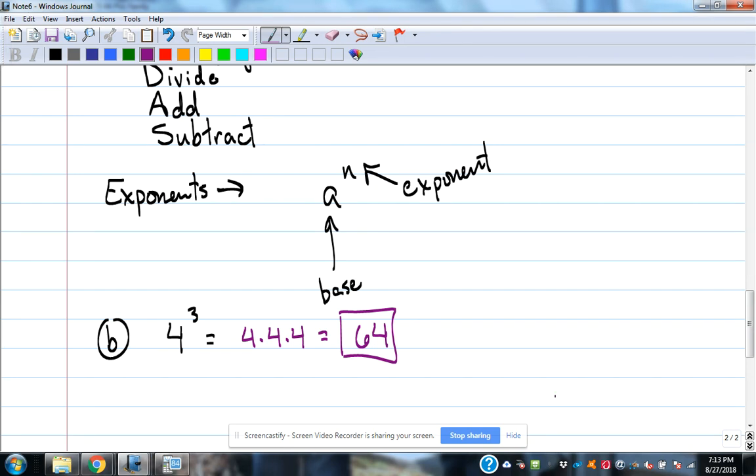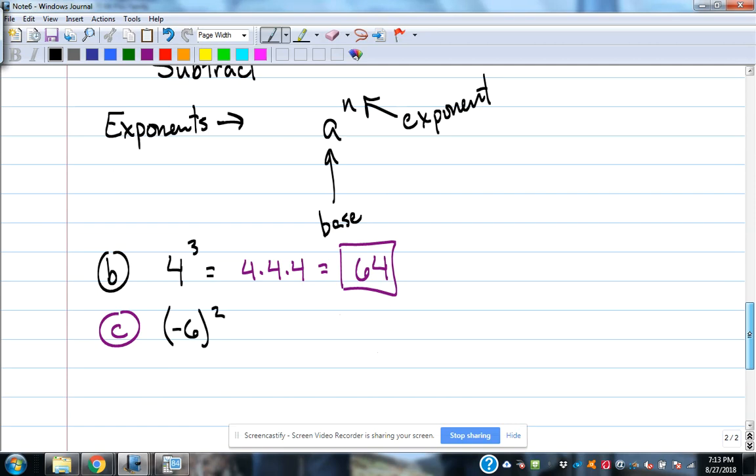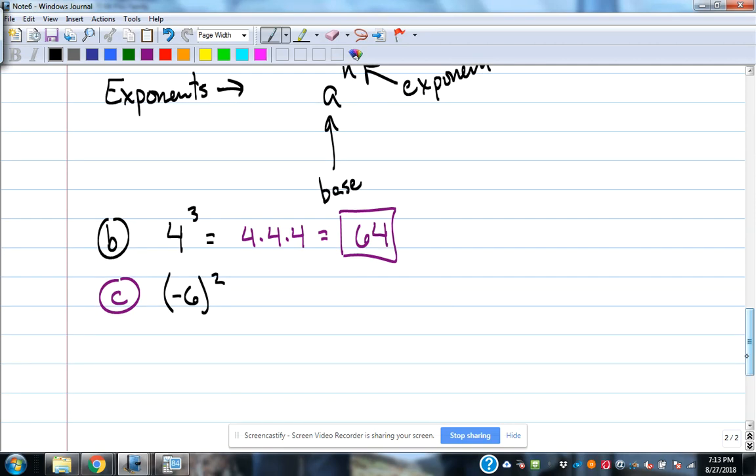Okay? So anyway, example C, (-6) squared. Those parentheses are important. So don't forget to write them down. You've got to have them. What does that mean you're squaring? You're squaring -6, not just 6. So it's -6 times -6, which turns into +36.